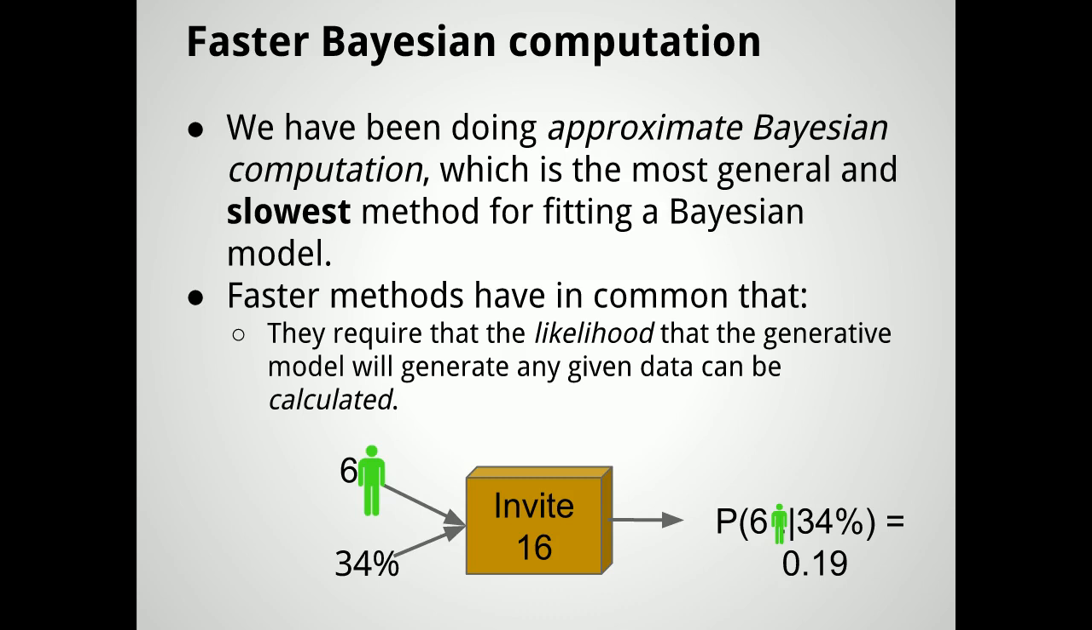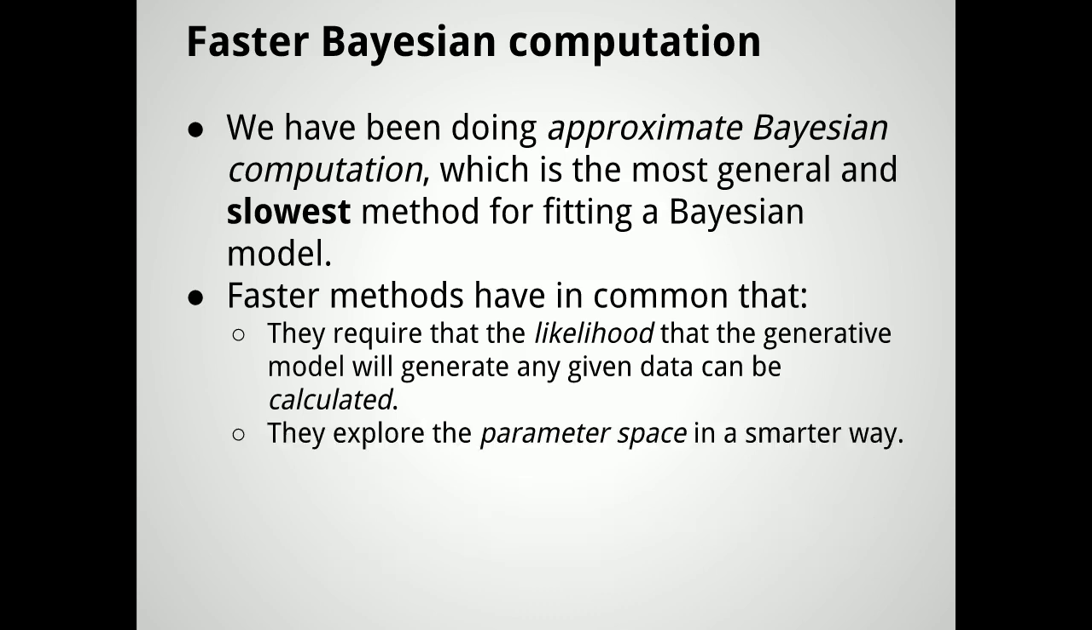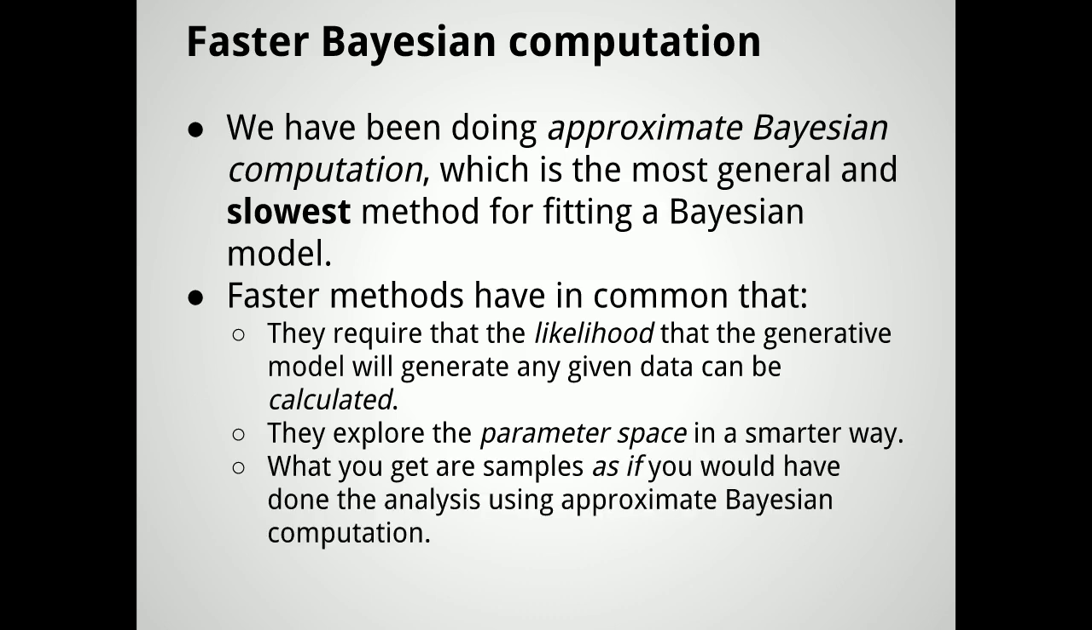Another thing faster methods have in common is that they explore the parameter space in a smarter way. Rather than just sampling from the prior, as we have done, faster methods try to find and explore the regions in parameter space that have higher probability, using different, more or less smart methods. More about parameter spaces soon. But finally, it is important to remember that what you get from using a faster computational method are samples as if you would have done the analysis using the type of approximate Bayesian computation we did in part 1 and part 2. You just get the result much faster.